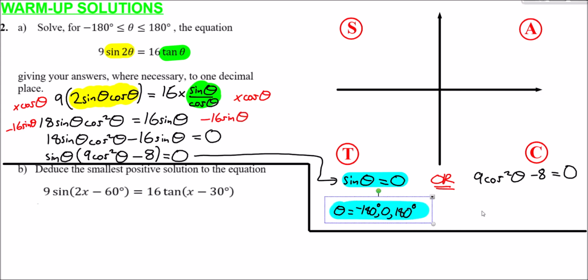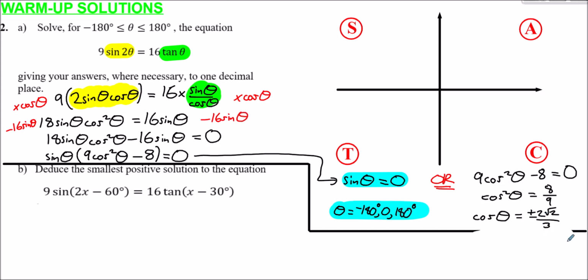This one here, 9 cos squared theta minus 8 equals 0, needs rearranging. And so if I add 8 to both sides and then divide by 9, I see that cos squared theta needs to equal 8/9. Square root both sides and consider plus and minus. Cos theta needs to be plus or minus the square root of 8, which is 2 root 2, over the square root of 9, which is 3. Again, not enough space. I seem to be very good at doing this. I'll never learn my lesson.